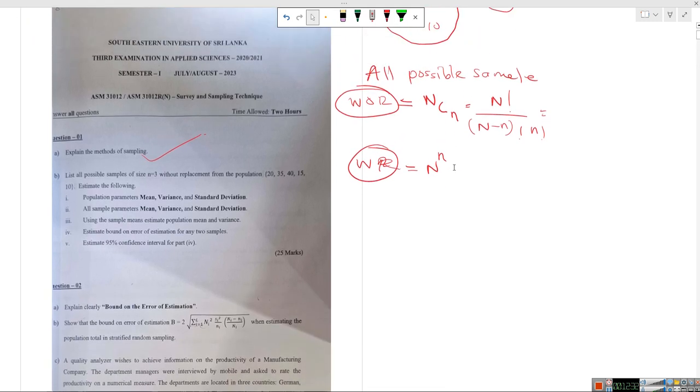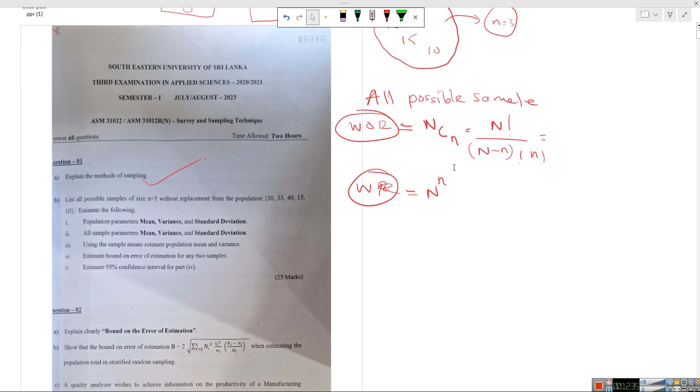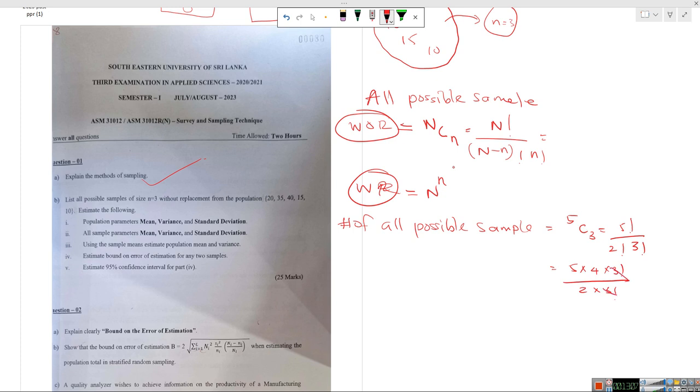Right, now we will attempt this question. So this is what we know. If you apply this equation, the number of all possible samples in this experiment is equal to 5C3. So 5 factorial divided by 2 factorial into 3 factorial. This gives you 5 into 4 into 3 factorial divided by 2 into 3 factorial. So this goes 10. So we may draw 10 possible samples.